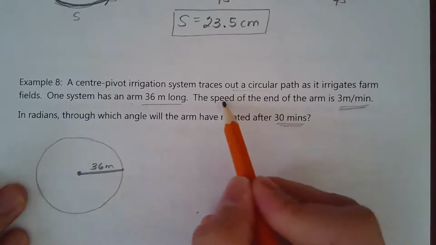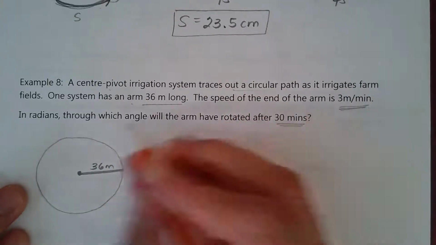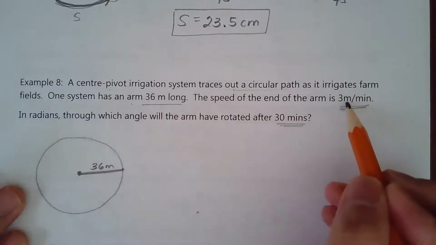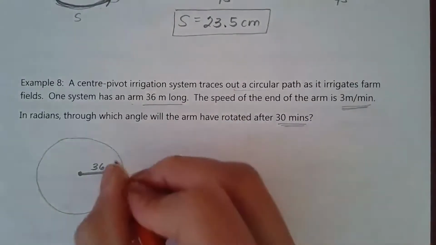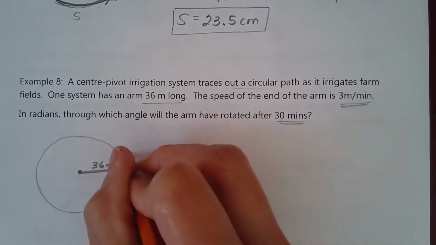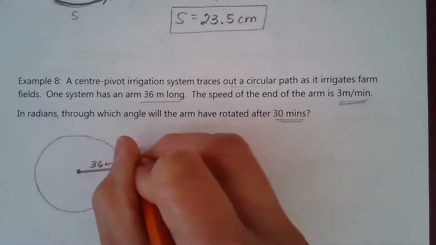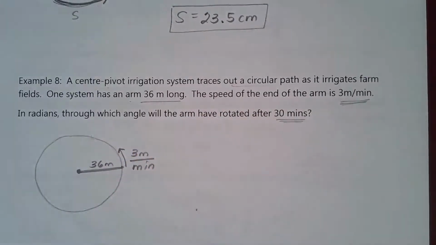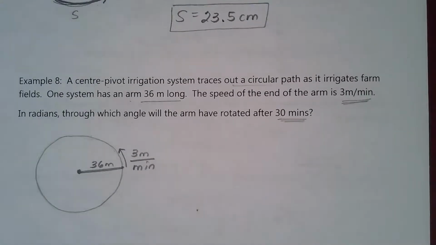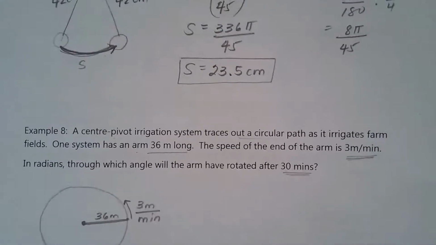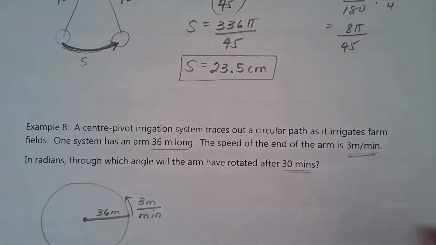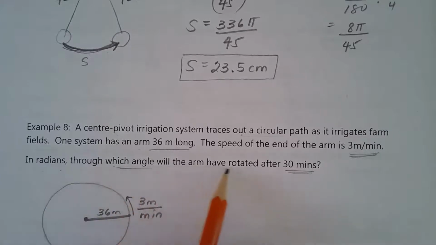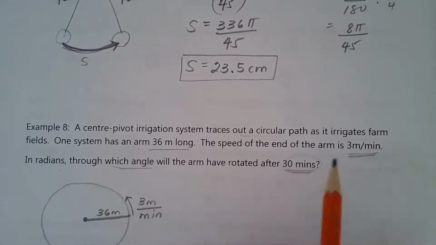And it says here the speed of the end of the arm, so it rotates, and it doesn't matter where it rotates. It says here 3 meters per minute. So it's going to rotate like this. We'll go this way, 3 meters per minute. So the question is, in radians, through which angle will the arm have rotated after 30 minutes?